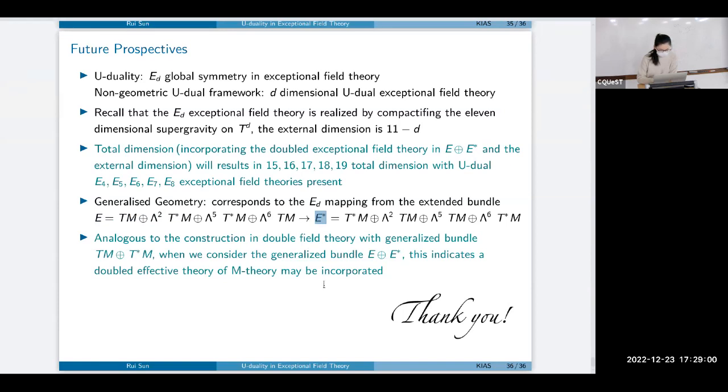So I think theoretically, what it indicates is that there's a dual effective theory, or M theory, maybe. It incorporates, or you can intuitively think there's a dual M theory, a U-dual M theory exists. So yeah, I think that's all. Thank you.